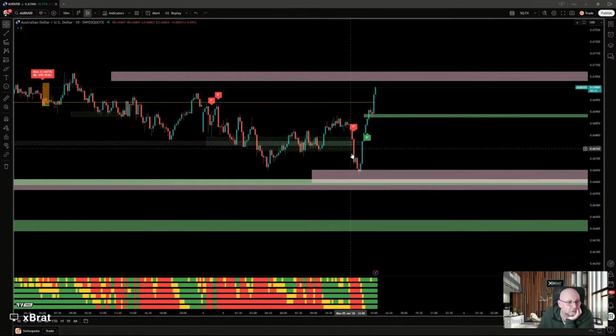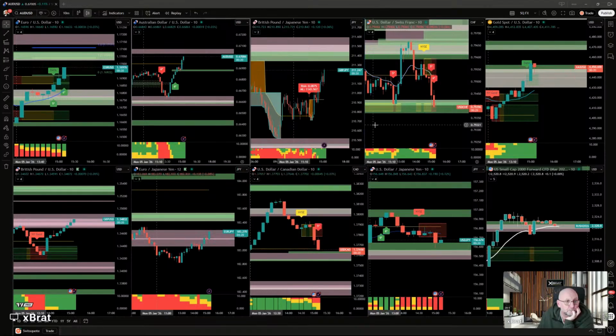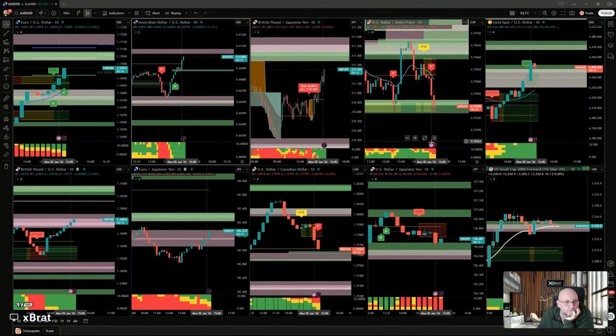That was a nice move on the Aussie dollar, US dollar from this support zone here. Came through this little 30 zone, came back to test, and then it's pushing all the way to the 60. Success.